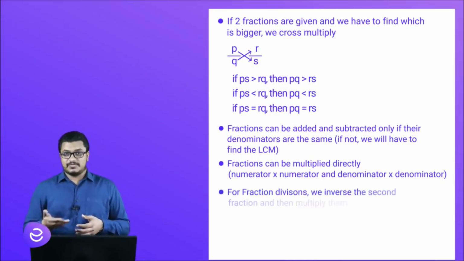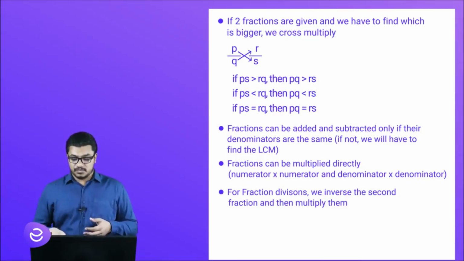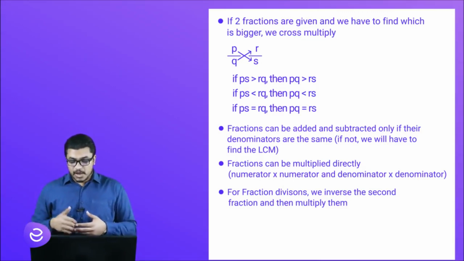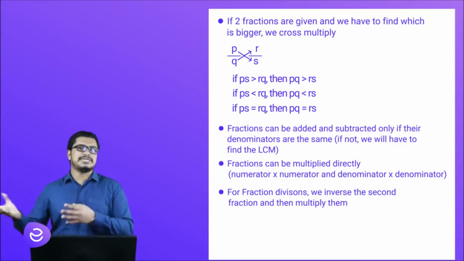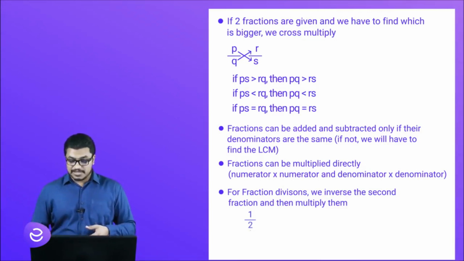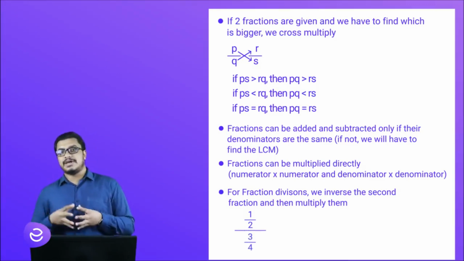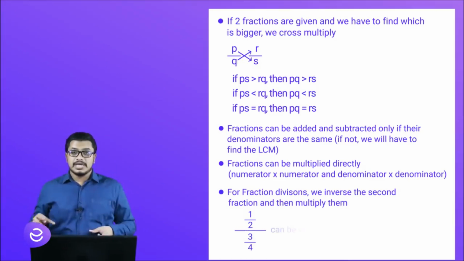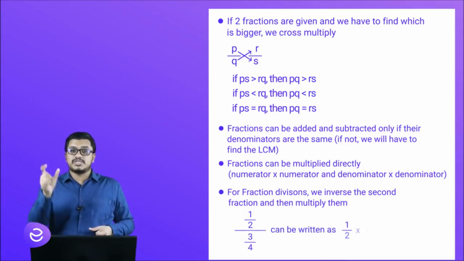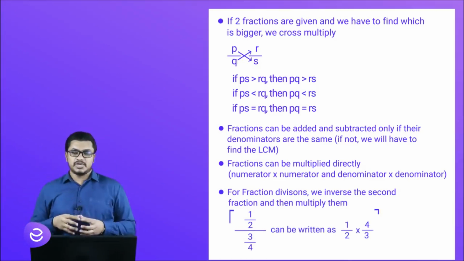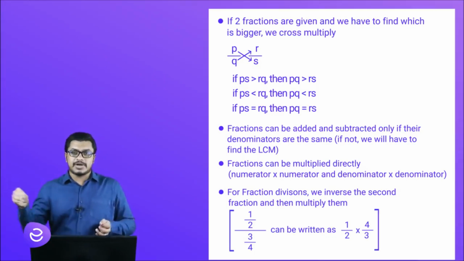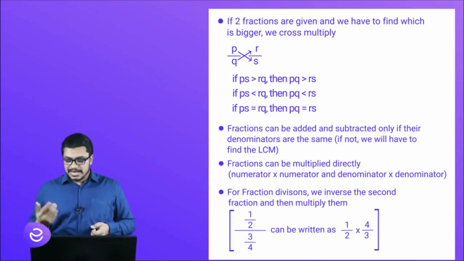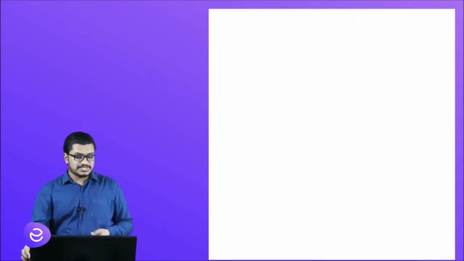We can multiply it directly. For fraction division, what we do is we inverse the second fraction. We studied what is inverse. We inverse the second fraction and then multiply them directly. So if we have a question 1 by 2 divided by 3 by 4, so we have p by q and r by s, 1 by 2 and 3 by 4, then this can be written as 1 by 2 into 4 by 3. So 1 by 2 divided by 3 by 4 becomes 1 by 2 into 4 by 3, and then we can multiply it directly. Now we'll go to the questions.